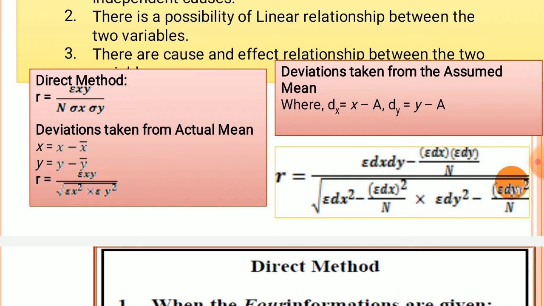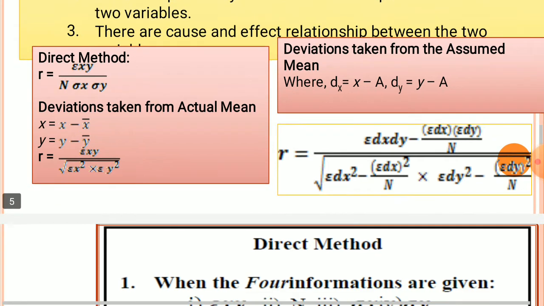So this is the formula we use to calculate Karl Pearson's coefficient of correlation when deviations are taken from assumed mean. So one is the direct method, another one is when deviations are taken from actual mean, and the third method is when deviations are taken from assumed mean.